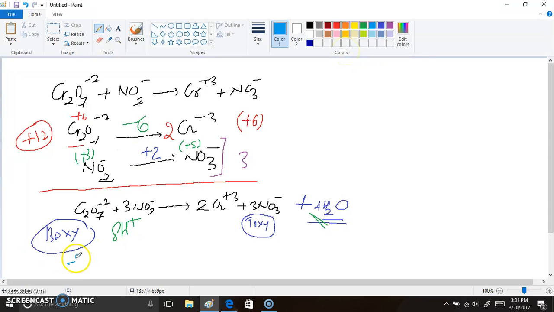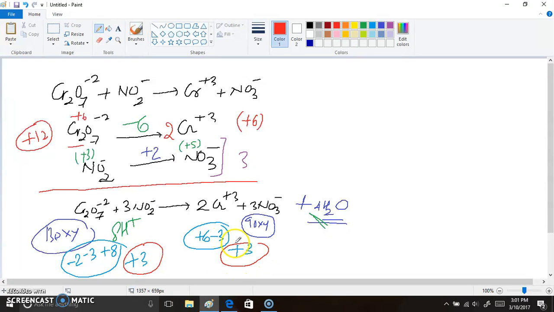Now just to check whether these are correct or not, go with the final checking of charges. Cr2O7 2-, the charge is -2. 3 NO2 minus, the charge is -3. 8H+, the charge is +8. Overall, it is equal to +3. This side you can see 2 Cr3+, the charge is +6. 3 NO3 minus, the charge is -3. So when you add these two, that will be +3. Left hand side the total charge is +3, right hand side the total charge is +3. That means it is balanced.